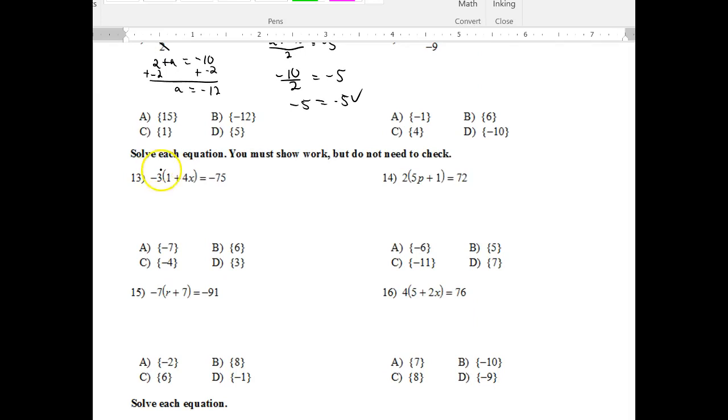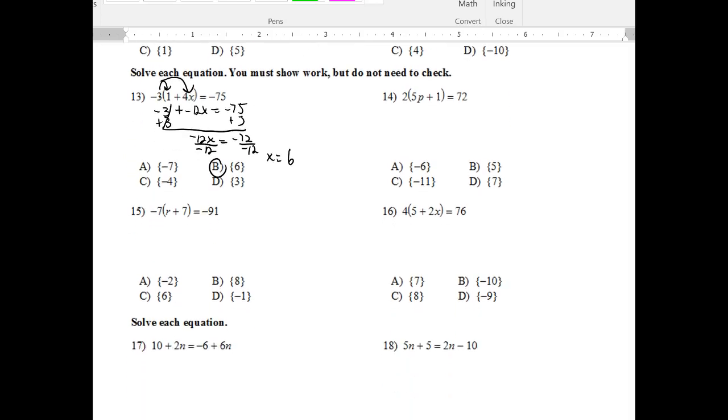Number 13, you use distributive property first. So you say -3, because a -3 times 1 is -3, and then a -3 times 4 is -12x equals -75, and now we have a beautiful two-step equation. So we add 3, because it was already -3, so we want to make it 0. We get -12x is equal to -72, and then we divide -72 by -12. Be very careful to make sure that you are keeping track of your signs. You should get +6 because a negative divided by negative is positive. And I don't ask you to check.